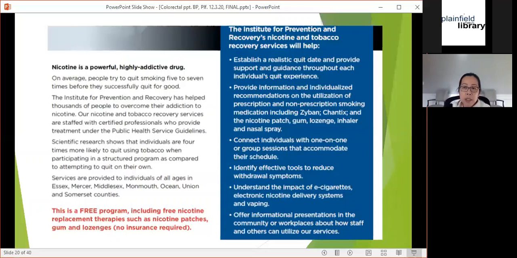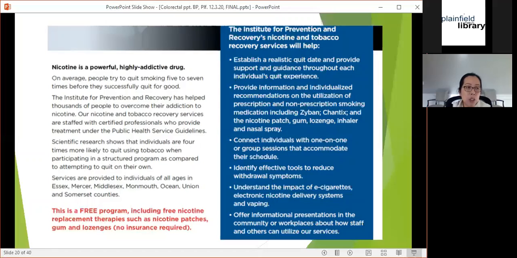As we know, nicotine is a powerful, highly addictive drug. On average, people try to quit smoking 5 to 7 times before they successfully quit for good. The Institute for Prevention and Recovery has helped thousands of people to overcome their addiction to nicotine. Our nicotine and tobacco recovery service is staffed with certified professionals who provide treatment under the Public Health Service guidance.